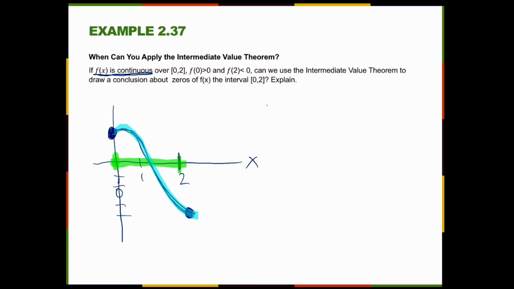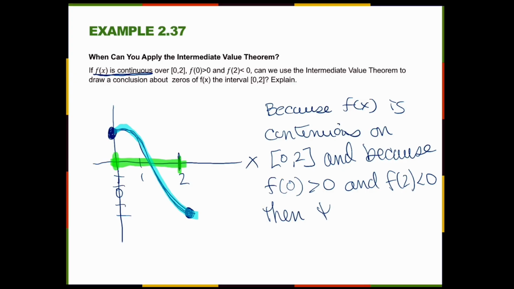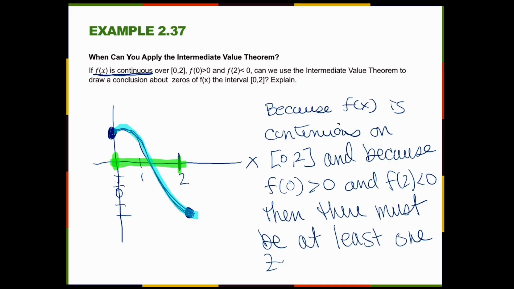So we can say, because f of x is continuous on the interval from 0 to 2, and because f of 0 is positive and f of 2 is negative, then there must be at least one 0 because it has to cross over the axis at some point.